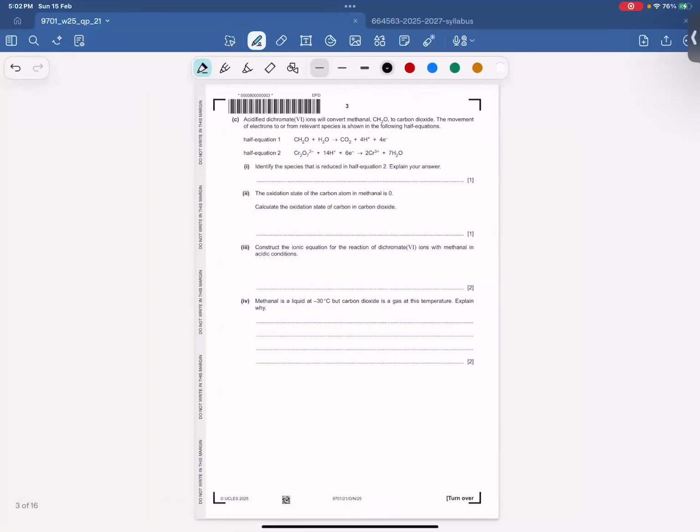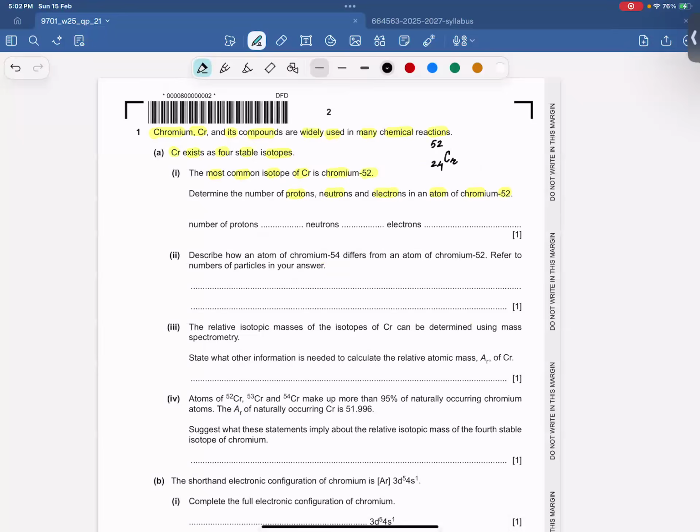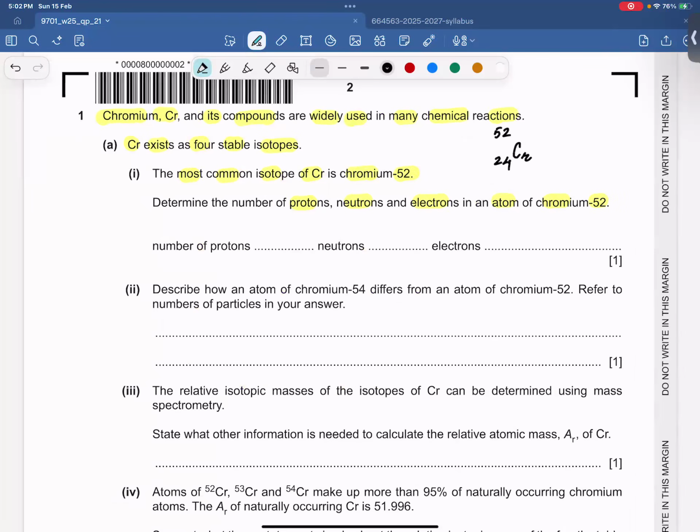Now, the atomic number is 24, which means it has 24 protons, 24 electrons, and when we subtract 24 from 52, I'll get the number of neutrons, and that's going to be 28. Which means the number of protons is 24, the number of electrons is also 24, but the number of neutrons is 28.